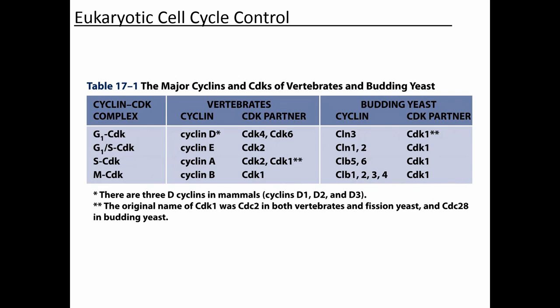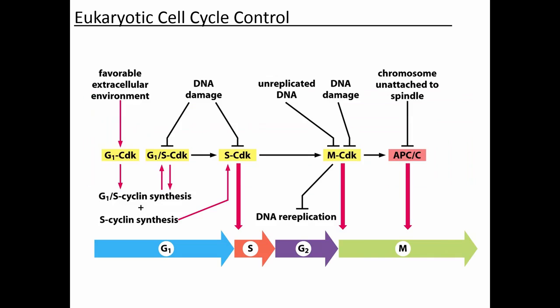Okay, you don't need to remember anything from this slide, so you can kind of cross it out. This is just showing you the fact that for vertebrates, there are both multiple types of cyclins and also different cyclin-dependent kinases. But in budding yeast, which are unicellular, they have different types of cyclins, but only one type of CDK, which is a cyclin-dependent kinase.